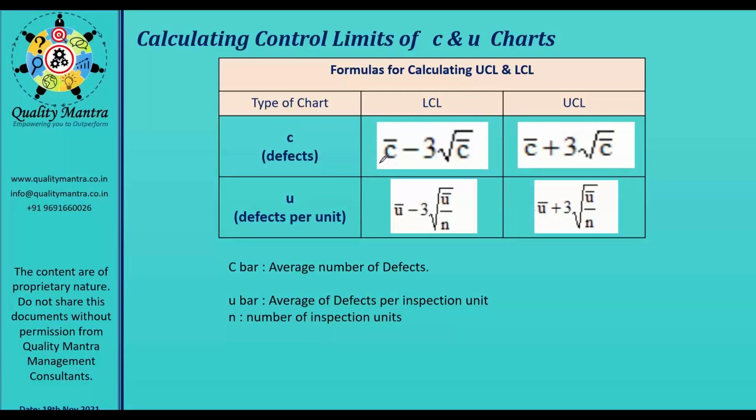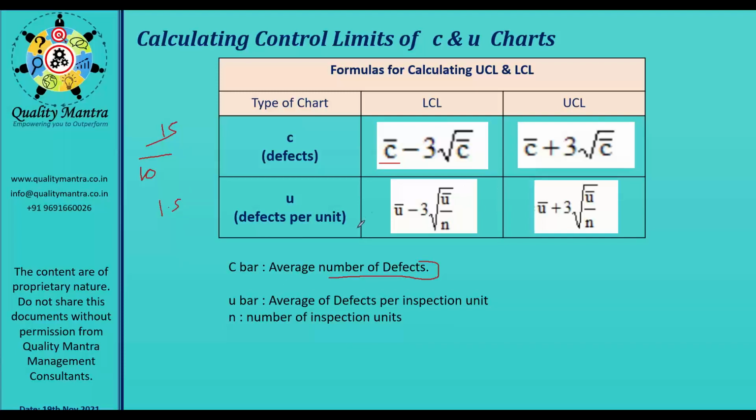So here for LCL, it's C bar minus 3 into under root of C bar. So what is C bar? Average number of defects. What is the average number of defects? So for example, you have taken 10 days data, you have say 15 defects, total defects. So you can say there are 1.5 defects per day.